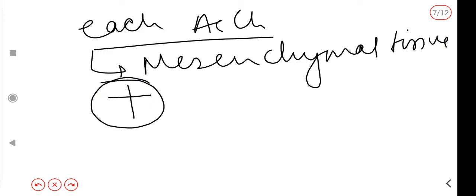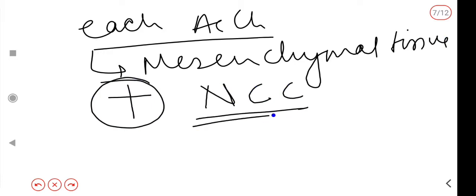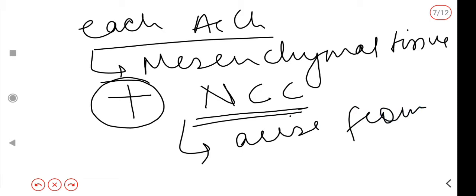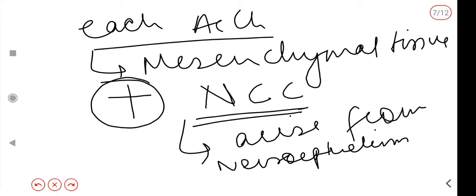Plus neural crest cells. These neural crest cells arise from the neuroepithelium of the neural folds.